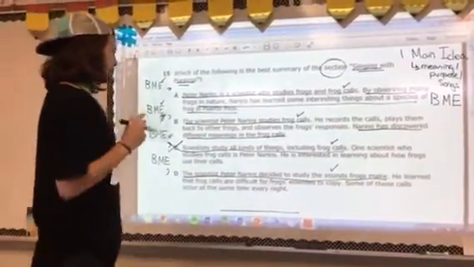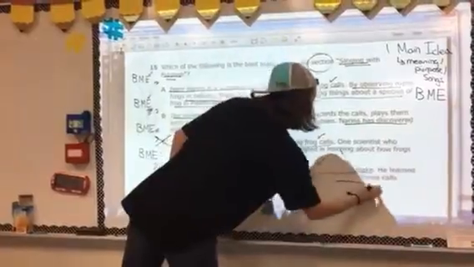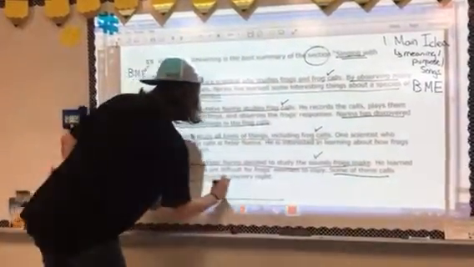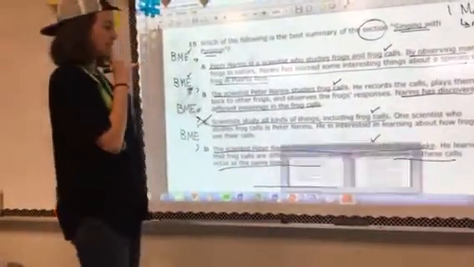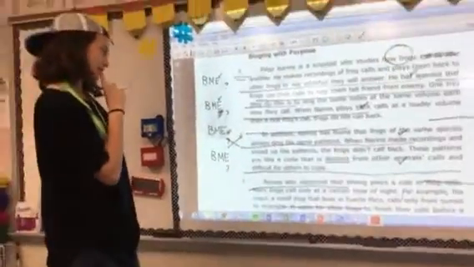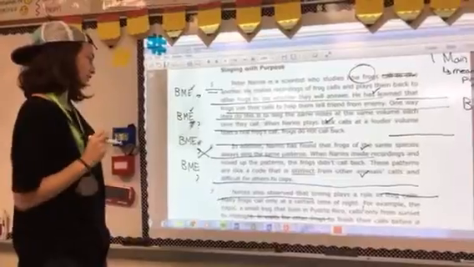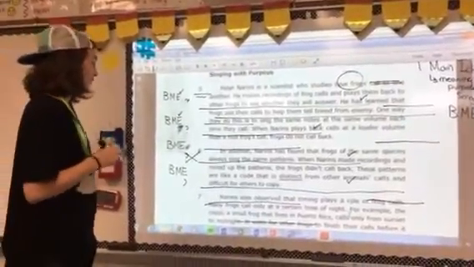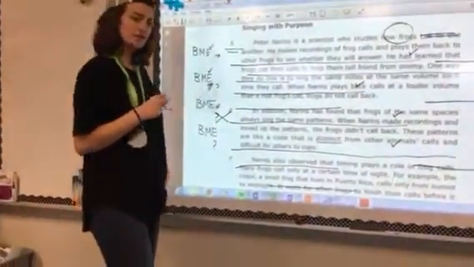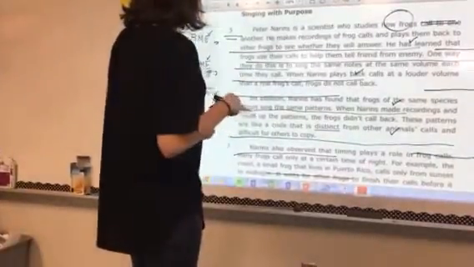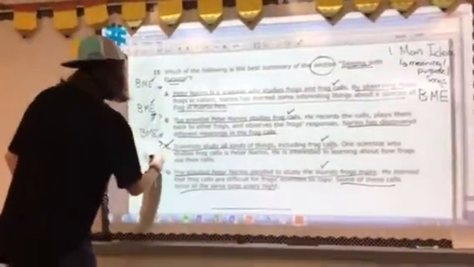Some of these calls occur at the same time every night. I'm going to go back to my text and check to see if this is something that happens at the end of my story. Narrans also observes that timing plays a role in frog calls. Many frogs only call at a certain time of night. All right. Man, they're making it tricky for us. Luckily, we are champions. Let's go back to our answer choices and keep D in the running.